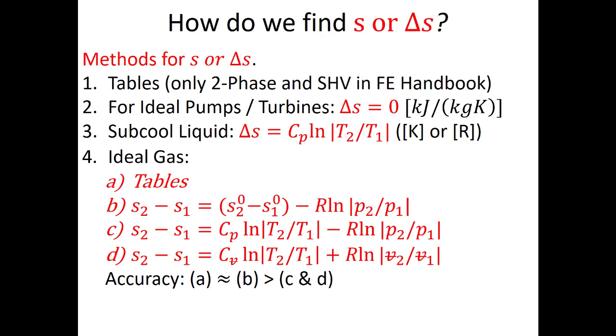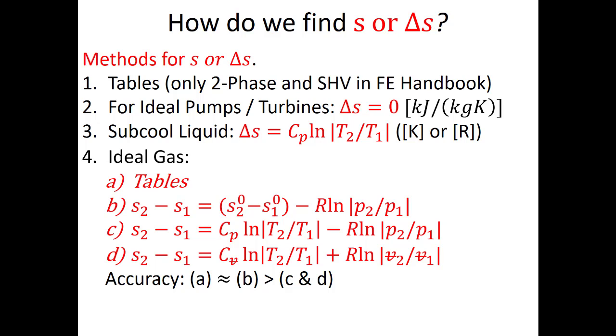So here we might want to find delta S. It's pretty easy for two-phase and superheated vapors. We're used to that. You look it up in the tables. If it's an ideal pump or an ideal turbine, then delta S is 0.